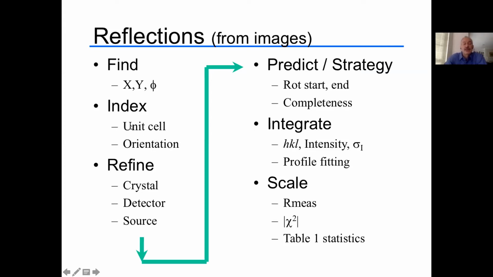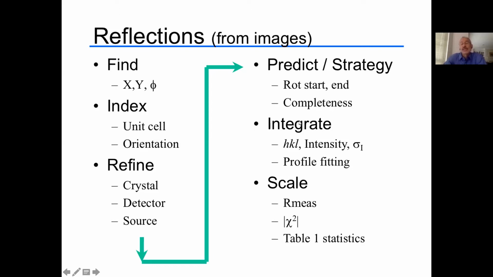Then you can do a refinement of these spots against the properties of the crystal, the properties of the detector, and the properties of the source, so that you can exquisitely, accurately predict where the spots will be in all your images. And if you are doing this from the first two images, you can then compute a strategy as discussed in the previous lecture. And we won't go much into that in this lecture.